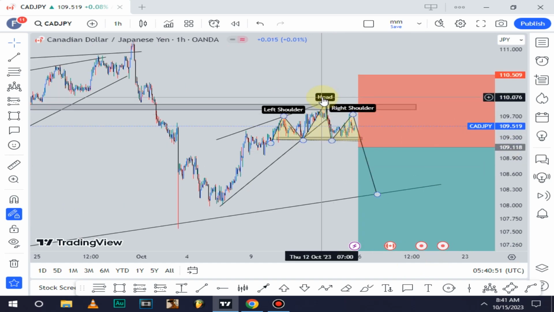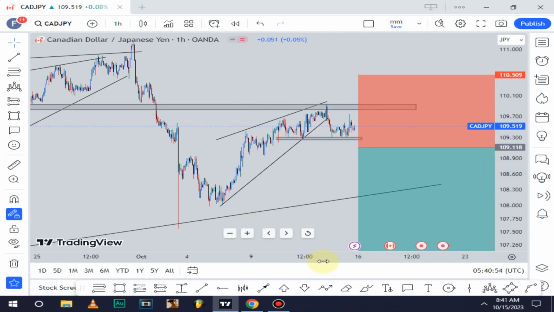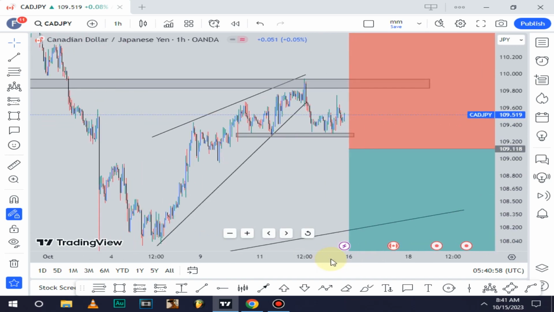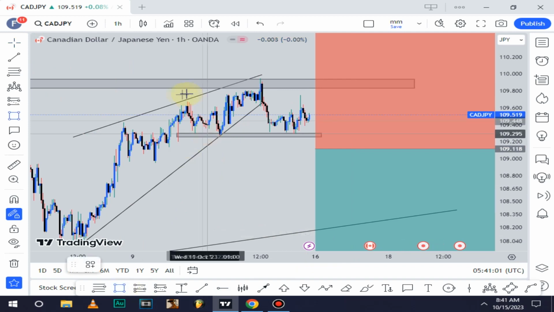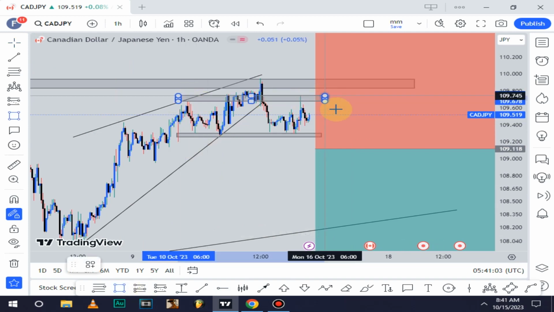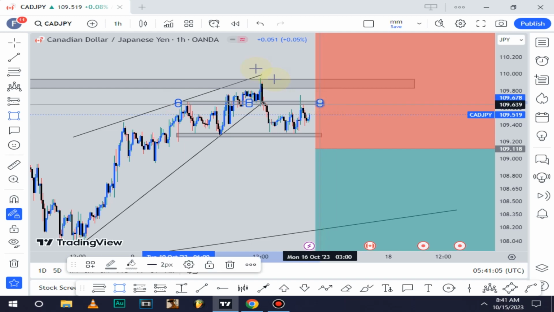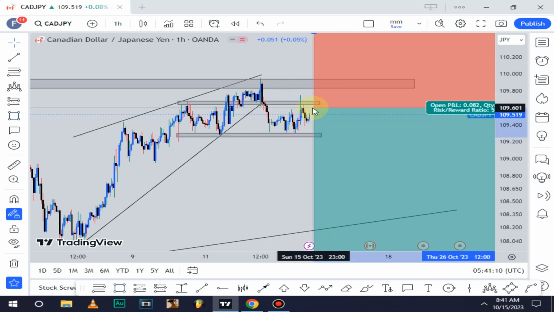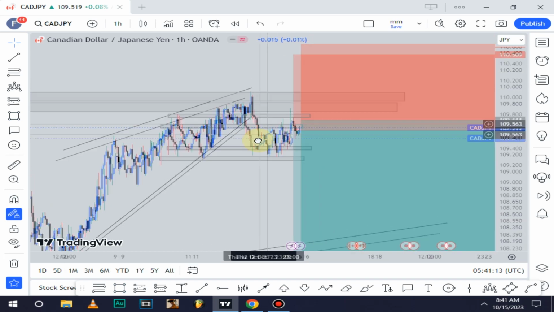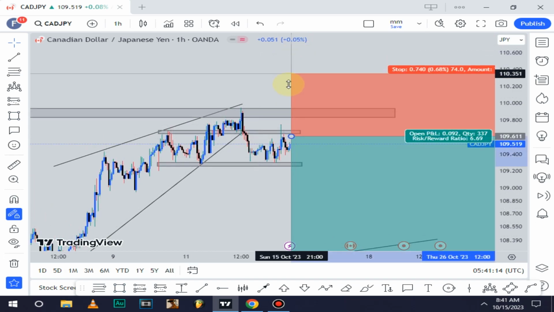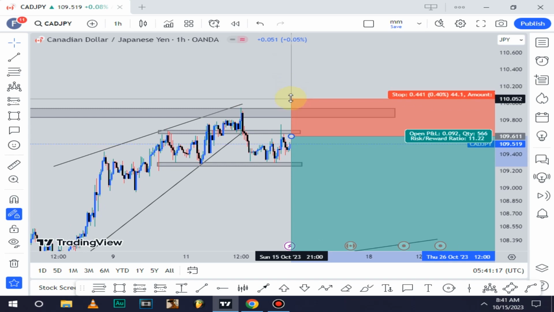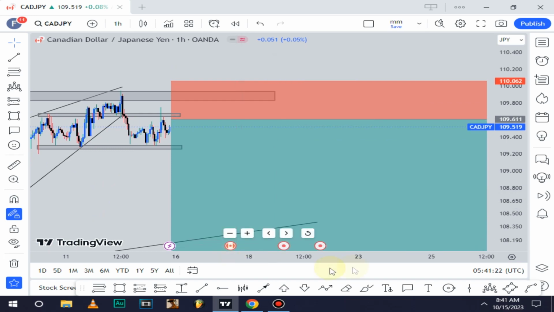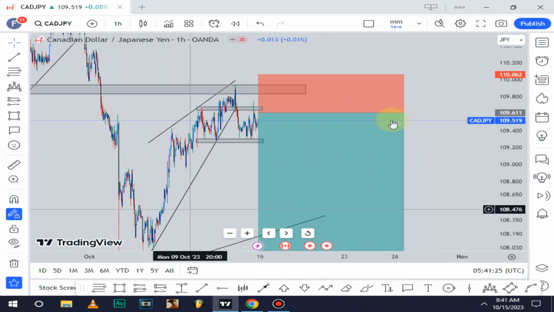This is CADJPY. All right. Now, if we cut the head, this is it. If we look at the head, we should be seeing this type of behavior. Nice. So this should be my entry position, in fact, and then my stop loss above the head. Sniper entry. It is what it is. I don't care. We only die once. We live every day but die once.